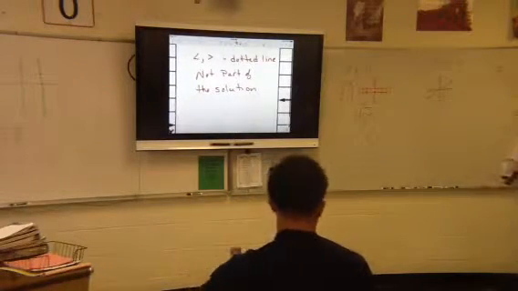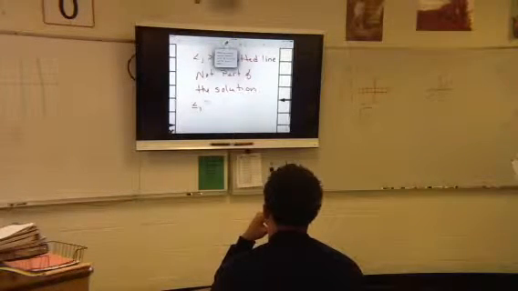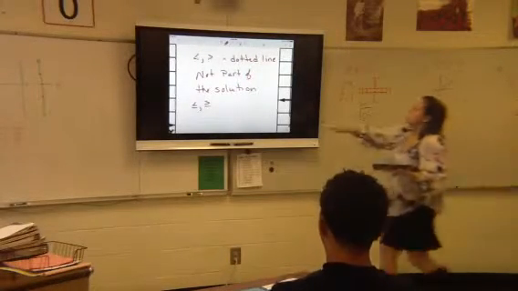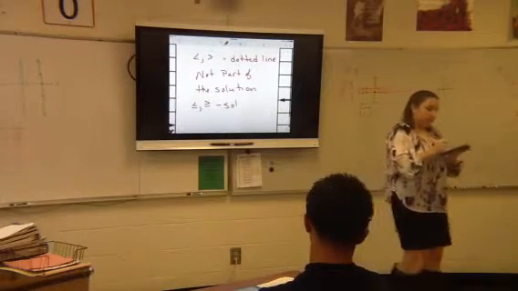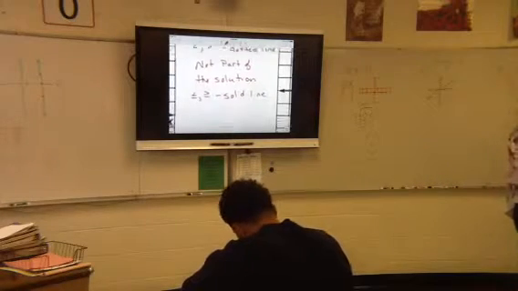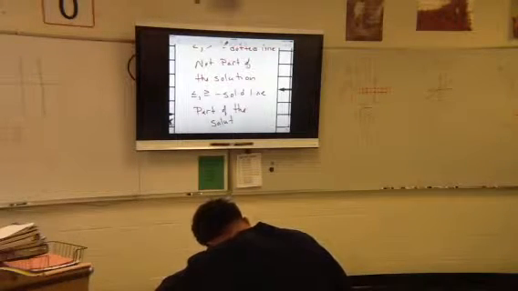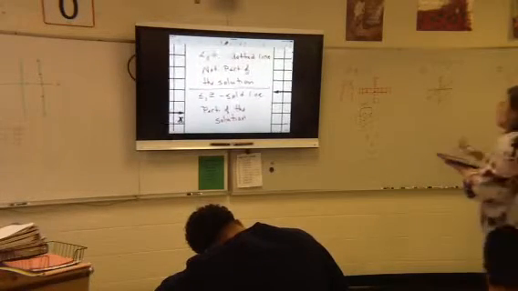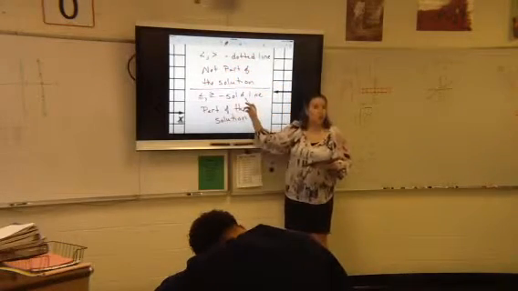Yes, sir? So then if it's less than or equal to, it wouldn't be a dotted line, would it? Okay, so now if it's less than or equal to, greater than or equal to, that's going to be a solid line. Okay, a solid line, and that is part of the solution. So part of your answer. Okay, so those are kind of the two things we need to know. Dotted line has no equal sign. If you have an equal sign, make a solid line.